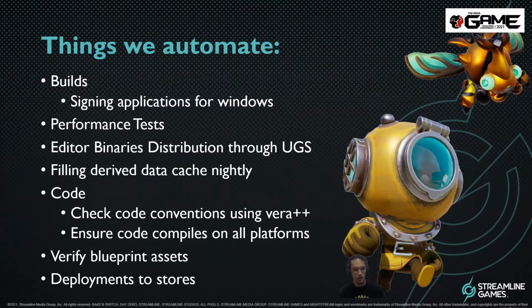We also automate our editor binary distribution through Unreal GameSync. We make use of filling the derived data cache, a shared derived data cache that we put on a shared drive. We do a lot of code convention checks, and we ensure that the code compiles on all platforms for almost every single code commit submit that we have. We verify blueprints, assets, and deployments to all of the stores. We try to automate that as much as possible when possible as well.